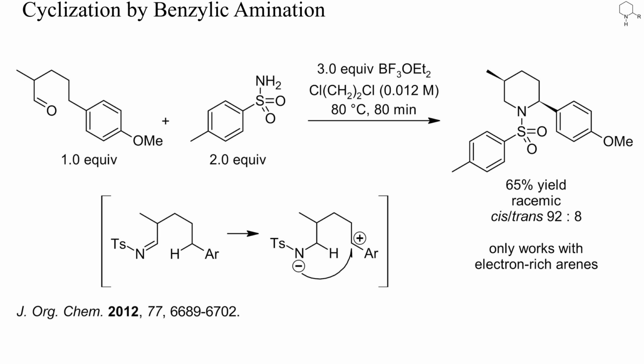Another cyclization strategy is by oxidative benzylic amination. The sulfonylamine intermediate was moderately electrophilic only, and carbocation formation by hydride abstraction only worked well with electron-rich arenes.